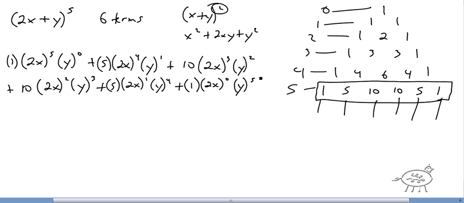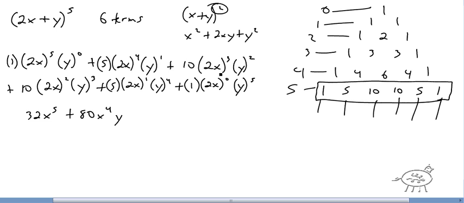And then if you just multiply it out, so 2 to the 5th is 32. So it's going to be 32x to the 5th and then y to the 0 is 1, so you don't write y to the 0. The next one, 2 to the 4th is 16. 16 times 5 is 80, so plus 80 x to the 4th, y to the 1st, or y.